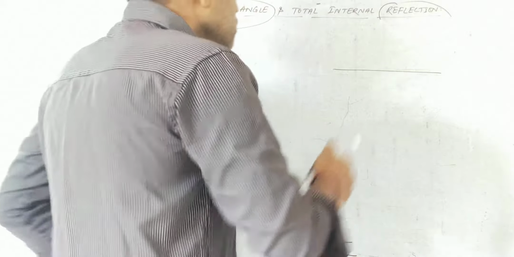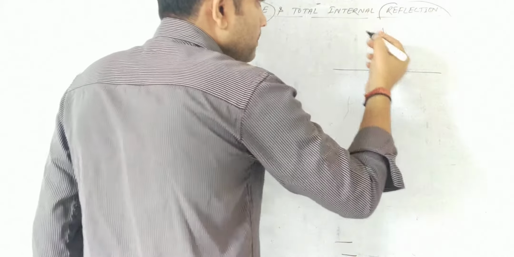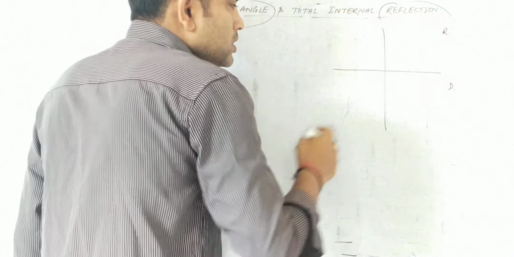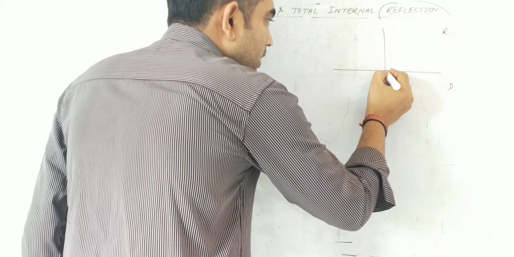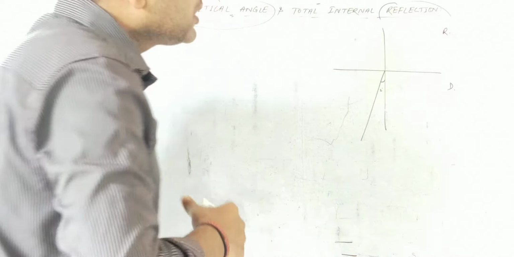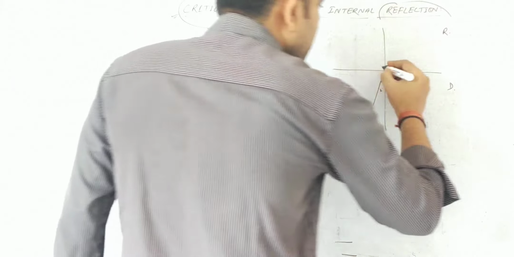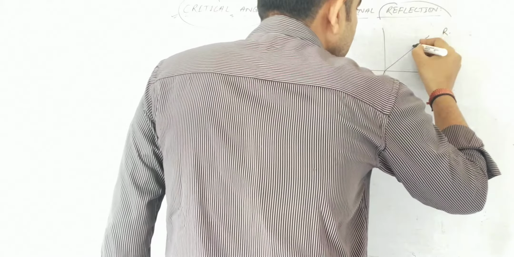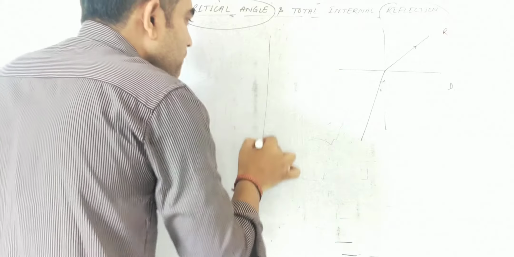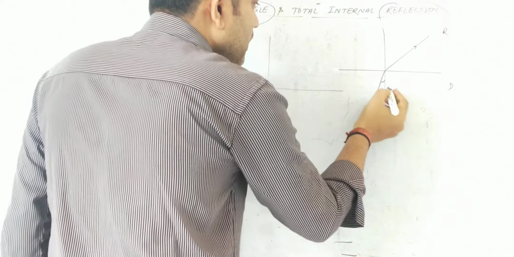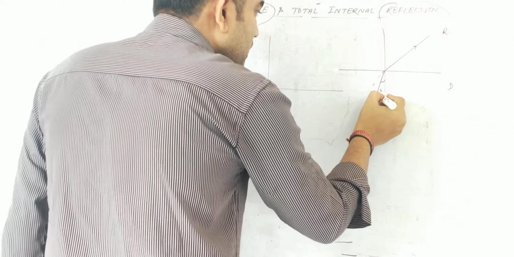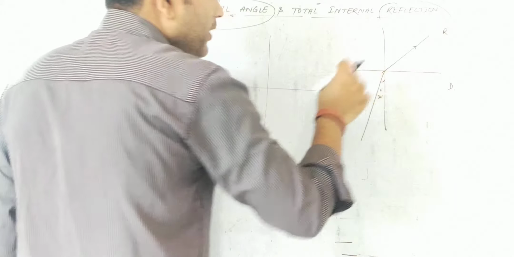Okay, so we have this figure. This one is the rarer medium and this one is the denser medium. Suppose we have an incident ray at a particular angle. This one is the angle of incidence. For this angle of incidence, obviously we will have some angle of refraction. Suppose in the next condition we increase the angle of incidence a little bit. Suppose this is 30 degrees, then we increase it by 5 degrees, to 35 degrees.